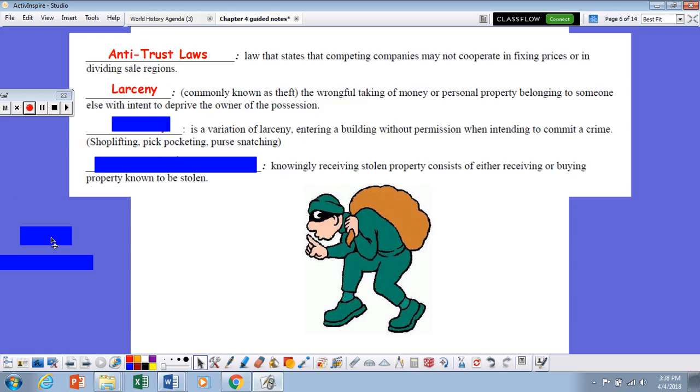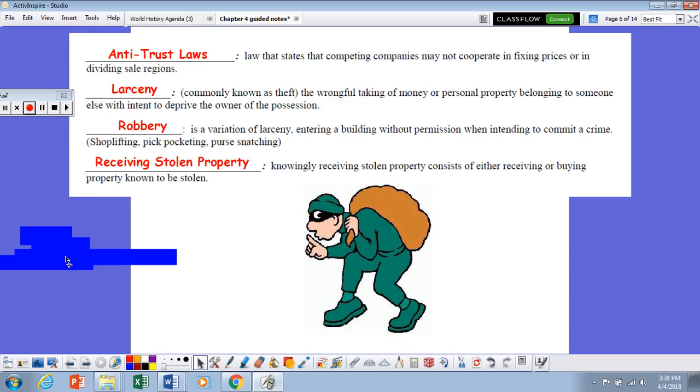Larceny is kind of what theft is. It's the wrongful taking of money or personal property belonging to someone else with the intent to deprive them. You're not breaking and entering, but you've been given the stuff and then you take it as your own. Robbery is a variation of larceny, but you're entering a building without permission with the intent of committing a crime. And you can see some examples of that.